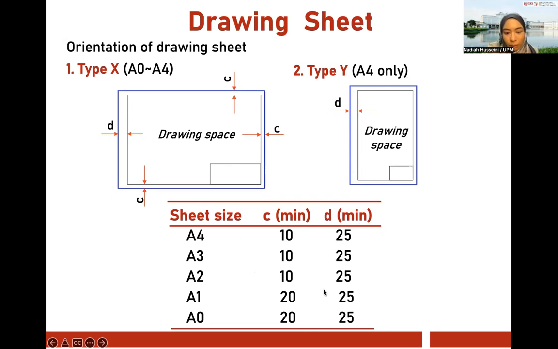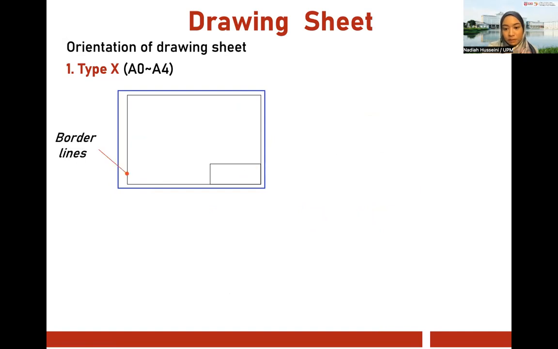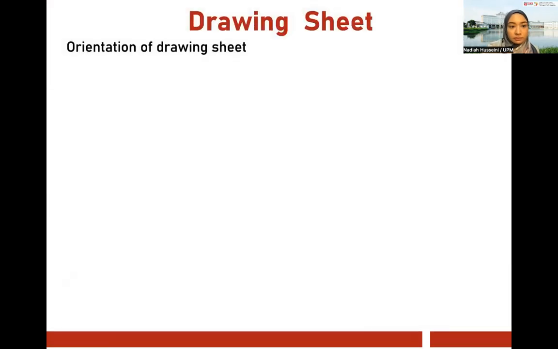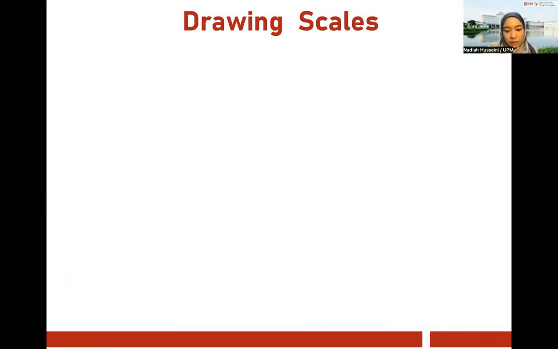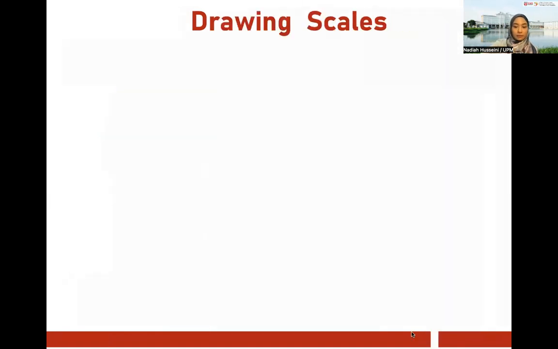Here you can see that for A1 and A0, the dimension for C is 20. Because why? Because they are very big. Look back at the earlier picture. So A1 and A0 are very, very big. So if you have a border that is the size of 10, it would look very small. Okay. So for A1 and A0, the border should be this size. All right.